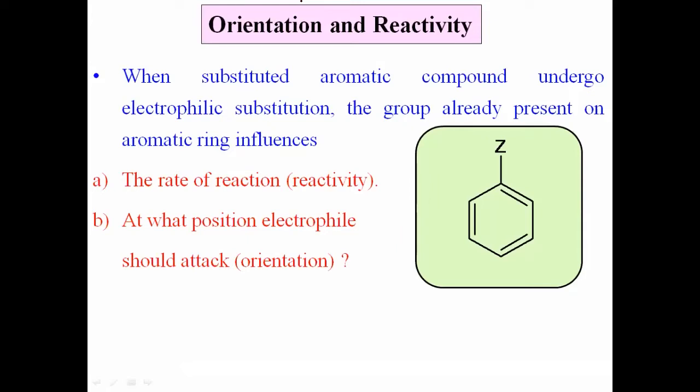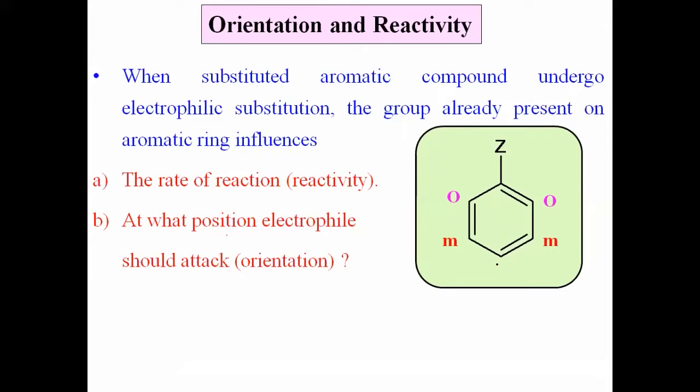म्हणजे कोणत्या पोझिशनला, at what position the electrophile should attack. That is called orientation. Now, here we are going to discuss that in detail also. These are the two ortho positions. Then there are two meta positions also, and there is one para position also.